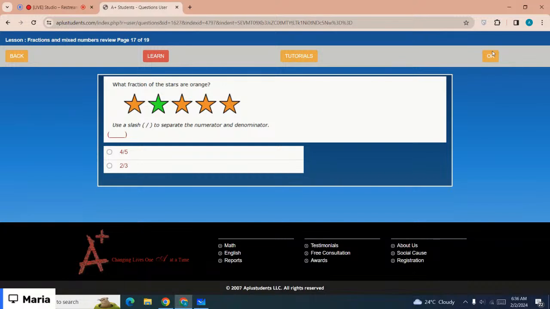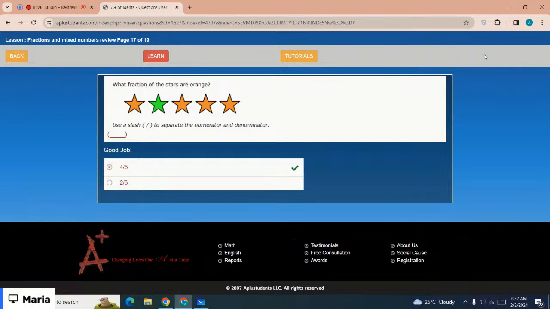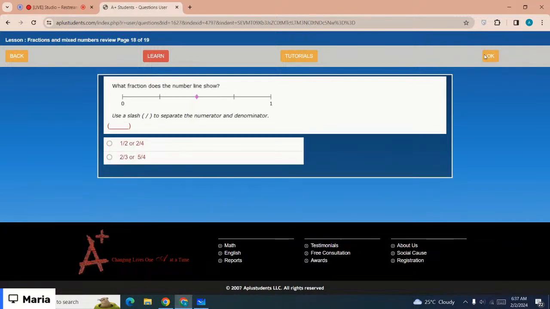What fraction of the stars are orange? Yes, that is 4 out of 5. Option number 1 is the correct option. What fraction does the number line show, which is the correct option?